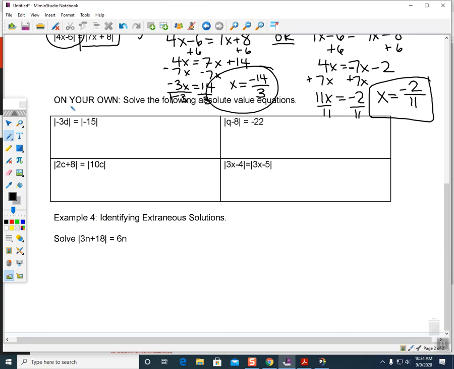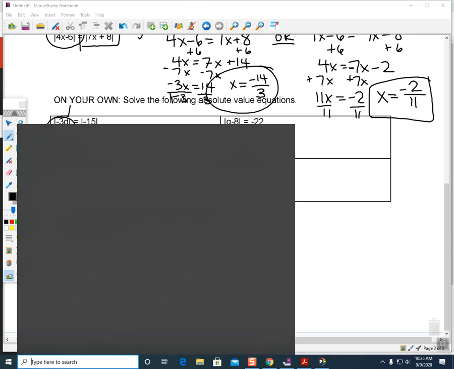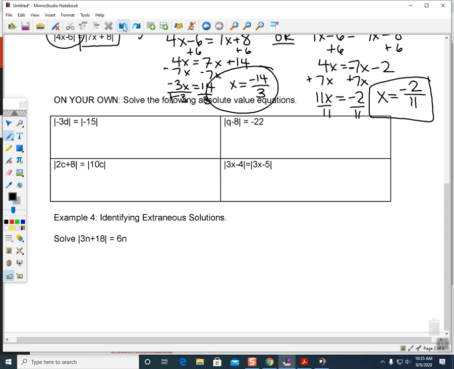This one might throw you off a little bit because you see the negative 3d. Okay? This is not going to change. Remember, I keep the first one and I negate the second one. So I am just going to rewrite this because I already know the absolute value of negative 15 is just a positive 15. It's not a plus or minus, it's just positive 15. So I'm just going to think of it like that. Now I've got negative 3d, because this stays the same, equals 15, or negative 3d equals negative 15.